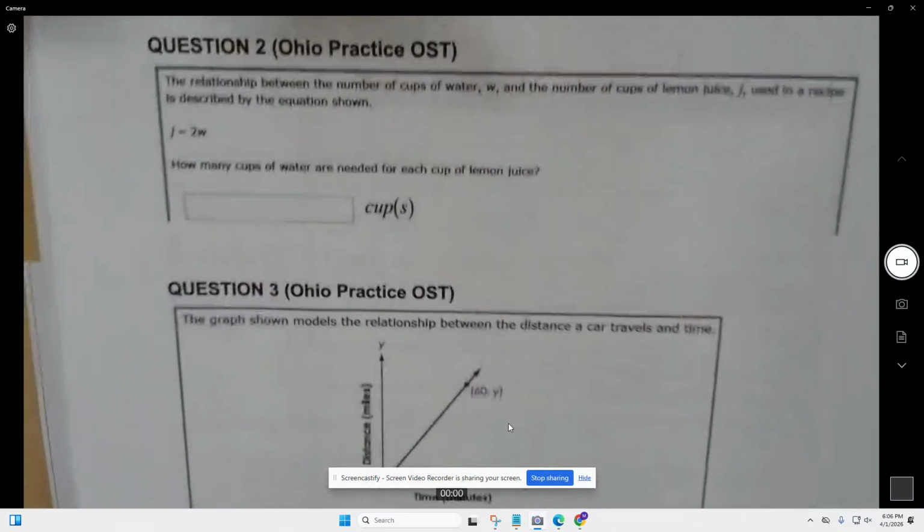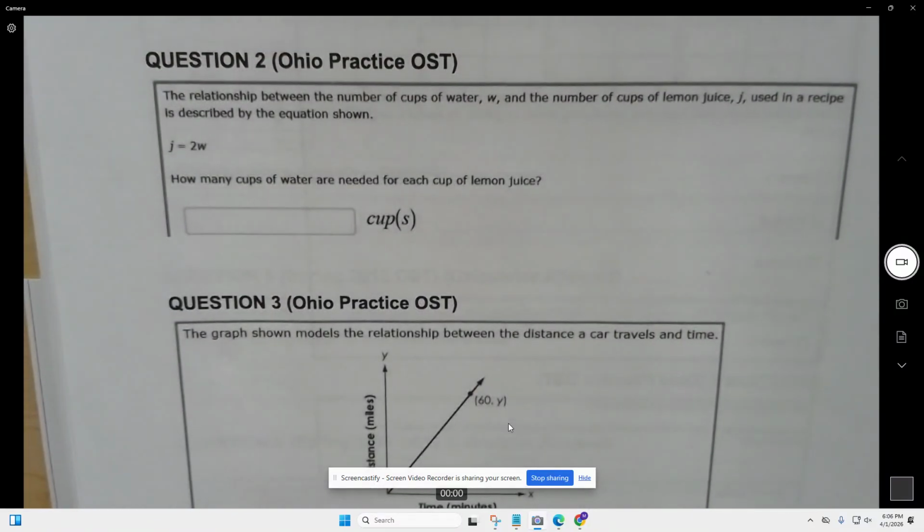Question 2. The relationship between the number of cups of water W and the number of cups of lemon juice J used in a recipe is described by the equation shown. J equals 2W. How many cups of water are needed for each cup of lemon juice? Now, this is a deceptive question. Okay?